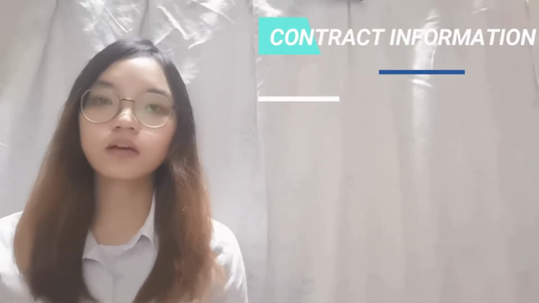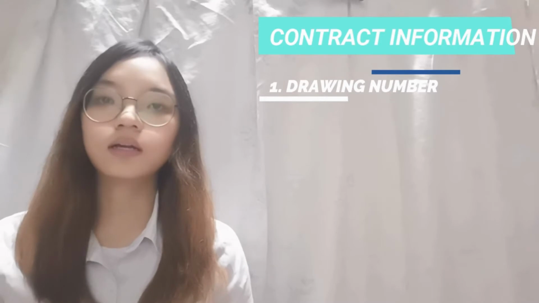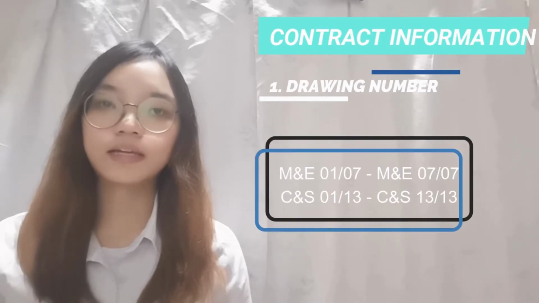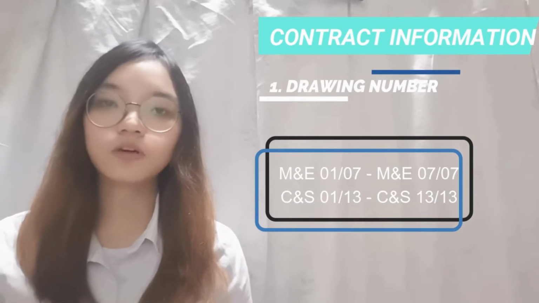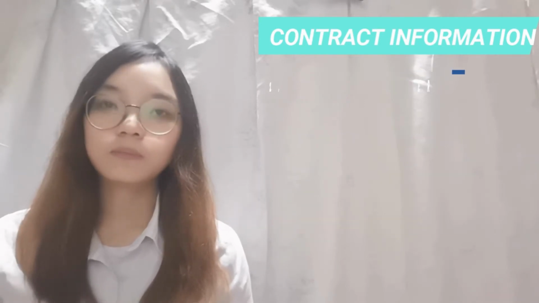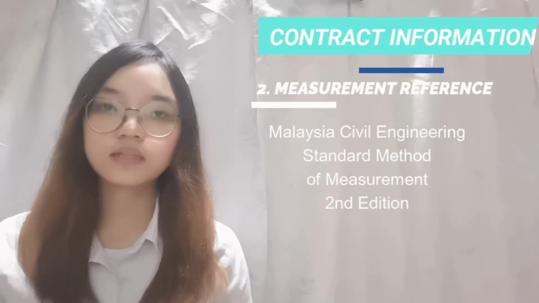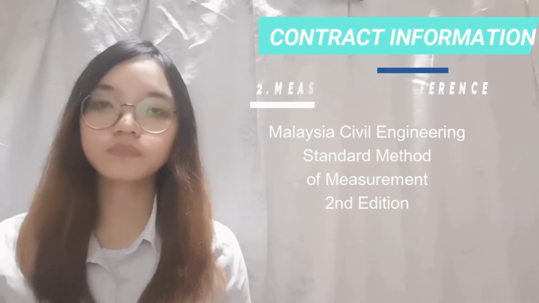The first one is drawing number. There are two sets of drawings provided to the contractor to construct the work. The first one is mechanical and electrical drawings from number 1 to number 7, and the second one is civil and structural drawings from number 1 to number 13. The measurement reference used in this project is Malaysia's Civil Engineering Standard Method of Measurement, 2nd edition.